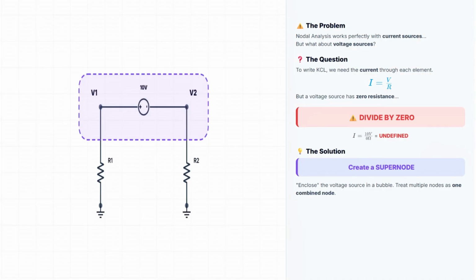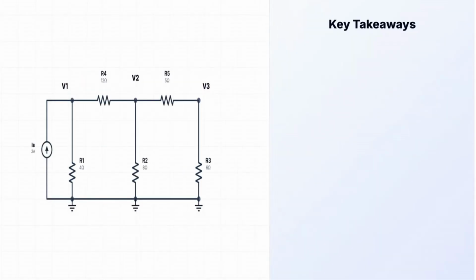But wait, we lost an equation. We have 2 unknowns but only one KCL equation. We need a constraint equation. Look inside the bubble. The source forces a difference. If the positive terminal is at V1, then V1 minus V2 equals 10. That is our second equation. Solved.